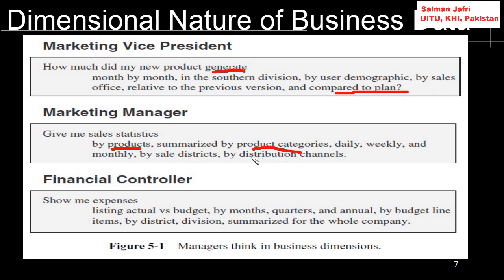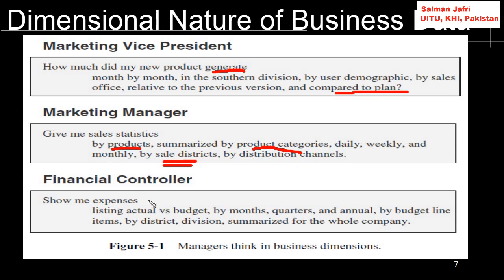This example can be for Imtiaz, right? If Imtiaz Superstore wants to find out how much sales were made, they can divide the products into categories, and category wise they can see how much sales was generated. And again, this can be seen on a daily, weekly, monthly basis, by sale districts, how much sales a typical sale district generated daily, weekly, monthly, and so on, and also by distribution channels.